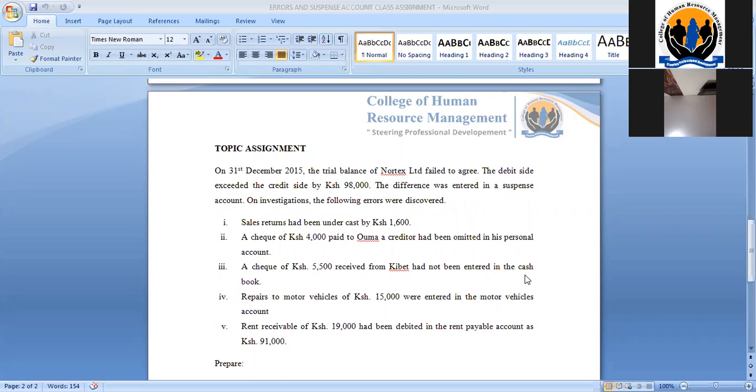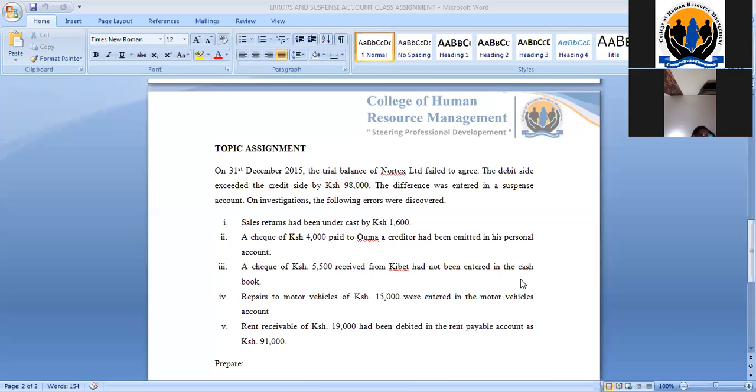The mistake now, it is in the cash book. When we are receiving a check in the cash book, which is actually cash or bank, it is normally debited because it is money being received. But now the cash book was never debited. That is what this error is talking about.